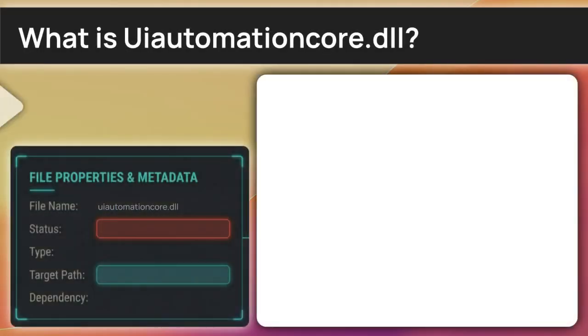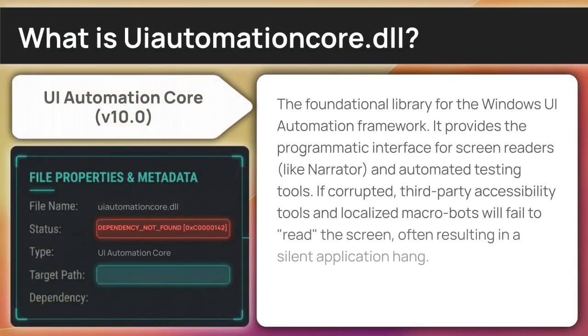This is the Uiautomationcore, the foundational library for the Windows UI automation framework. It provides the programmatic interface for screen readers, like Narrator, and automated testing tools. If corrupted, third-party accessibility tools and localized macrobots will fail to read the screen, often resulting in a silent application hang. Now let's dive into the solution, starting with a standard reinstallation.